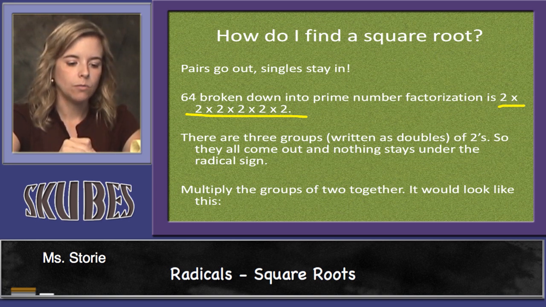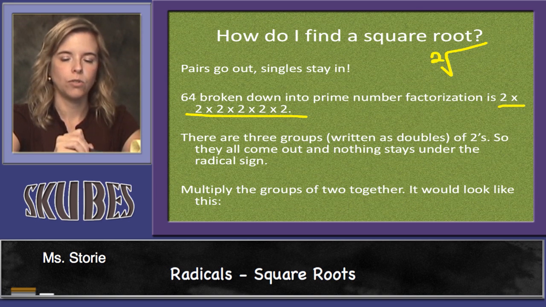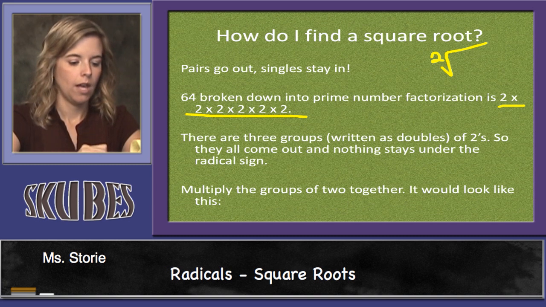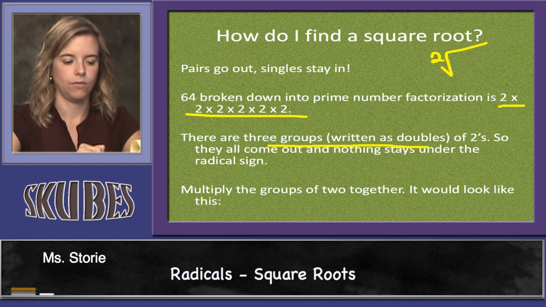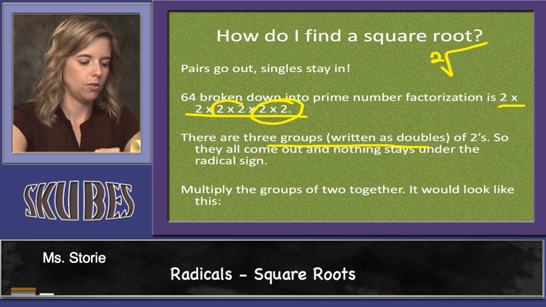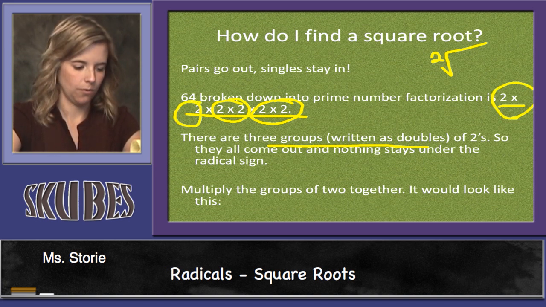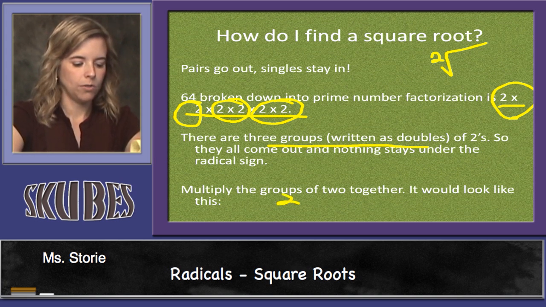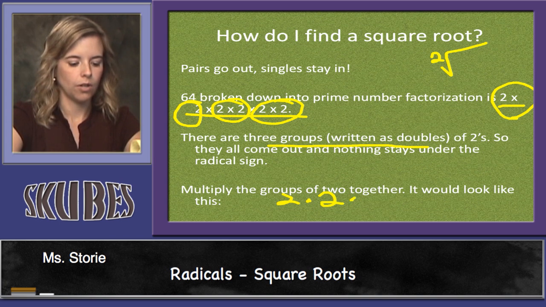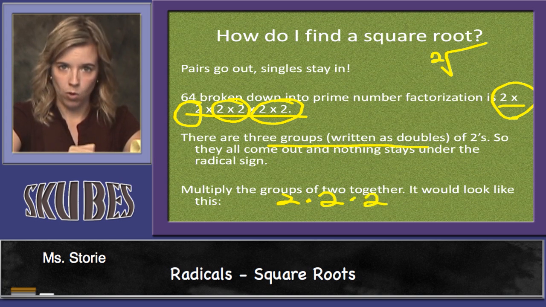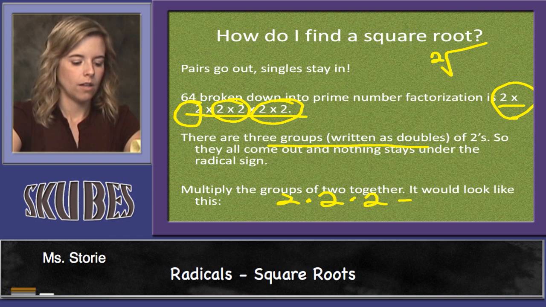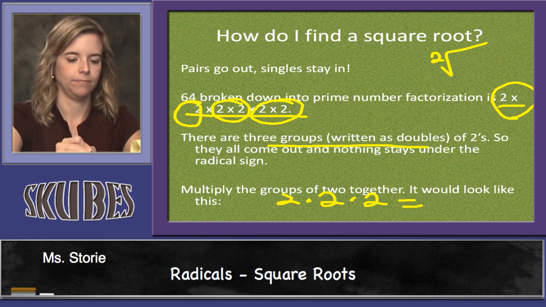In other words, because we were looking at a square root, or an index of 2, we need to pull out numbers that are in groups of 2. There are 3 groups of 2, because we have 1 group, 2 groups, and here's the one with the other guy up here. So that's 3 total groups of 2. So they all go out, and nothing stays in. Now, I've got 1 group of 2, 2 groups of 2, 3 groups of 2. I only write them 1 time to show that they're grouping. So 2 times 2 is 4, and 4 times 2 is 8.